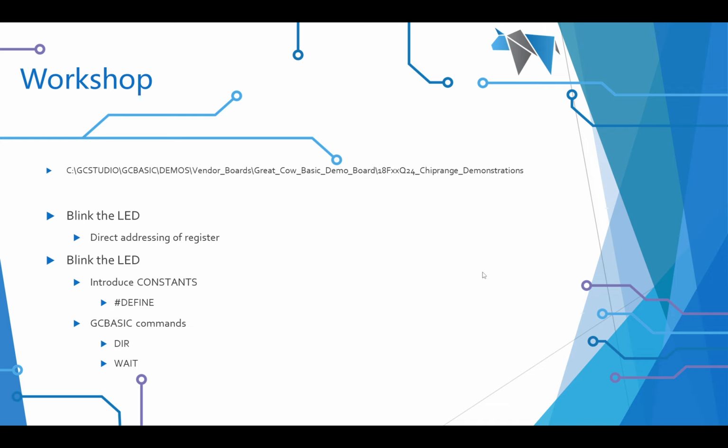So what we're going to do is open up the set of demonstrations that are specific to this chip. We're going to blink the LED in a couple of ways, and we're going to develop that through 3 programs. The program place I'm going to use is this location here, in your demo folders, and it should automatically open to there. But if it doesn't, it's GCStudio, GCBASIC demos, vendor boards, Great Cow Basic Demo Board, Q24s. So how do we get to that? Because that's important.